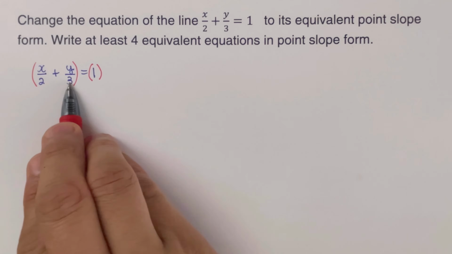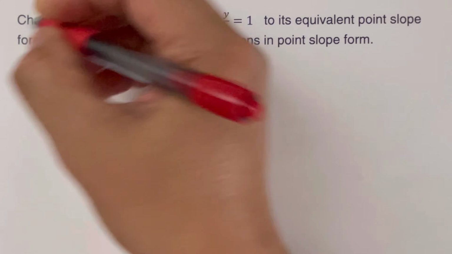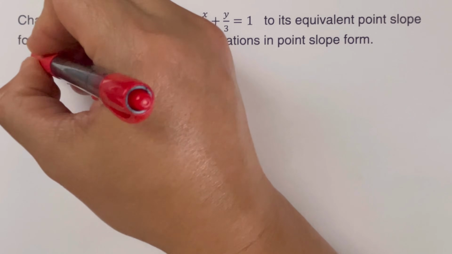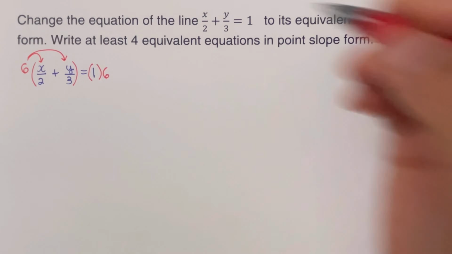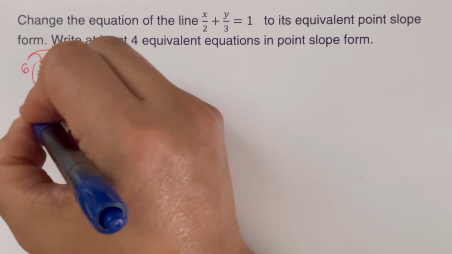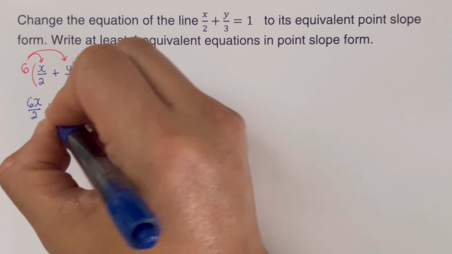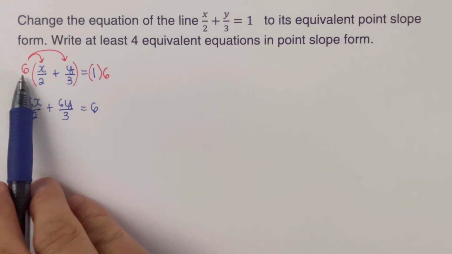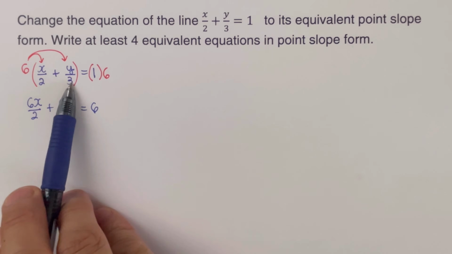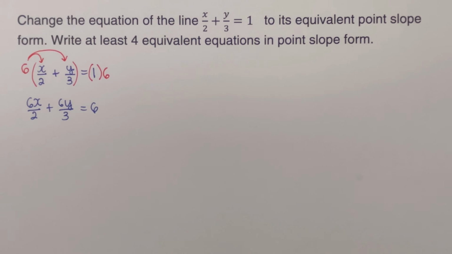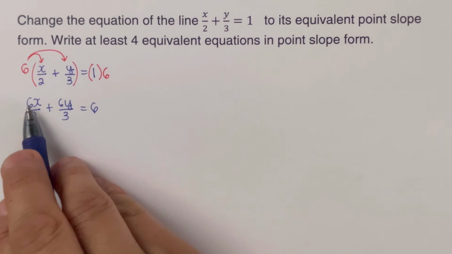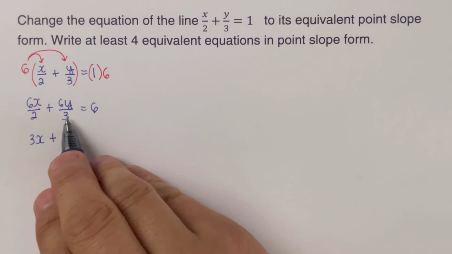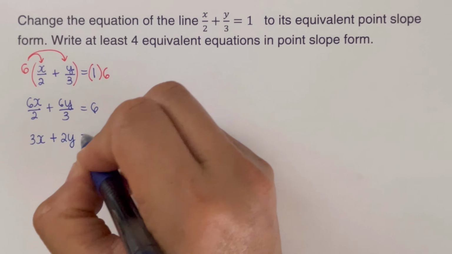So 2 times 3 is 6. So I'm going to multiply this by 6, and I will multiply the right side by 6 as well. We go ahead and distribute this 6 to each of the terms inside the parentheses, and that's going to be 6x over 2 plus 6y over 3 equals 6. Again, I got the 6 by multiplying 2 times 3. So we simplify this further. 6 divided by 2 is 3, so that is 3x, plus 6y divided by 3 is 2y, equal to 6.